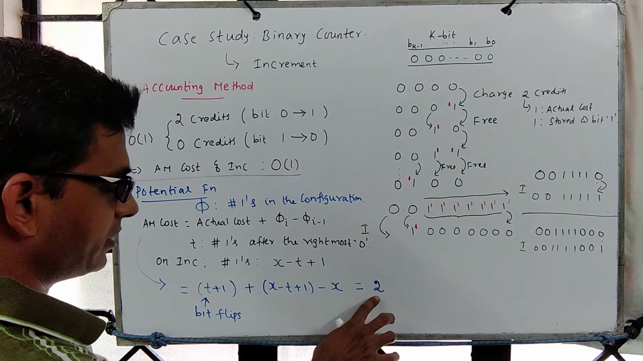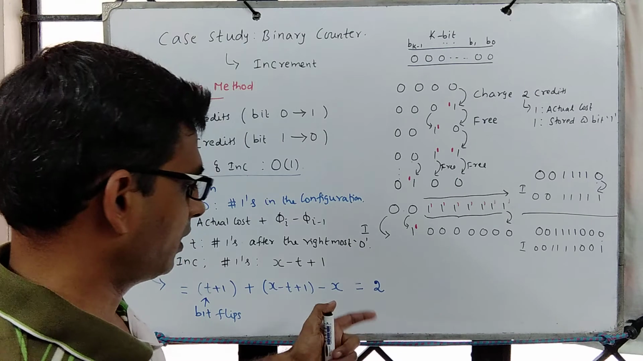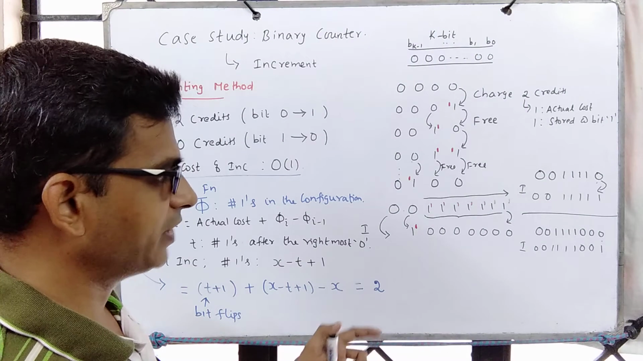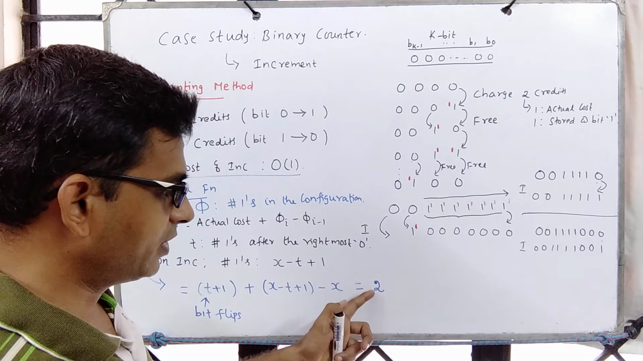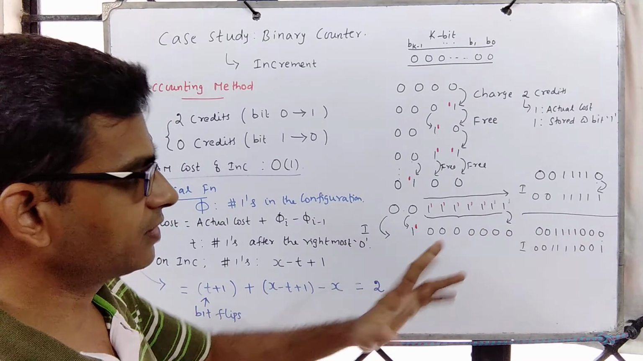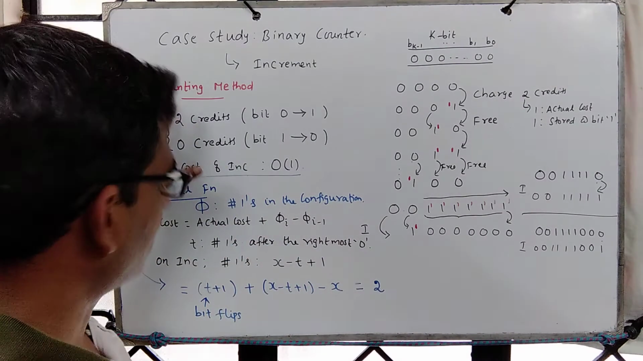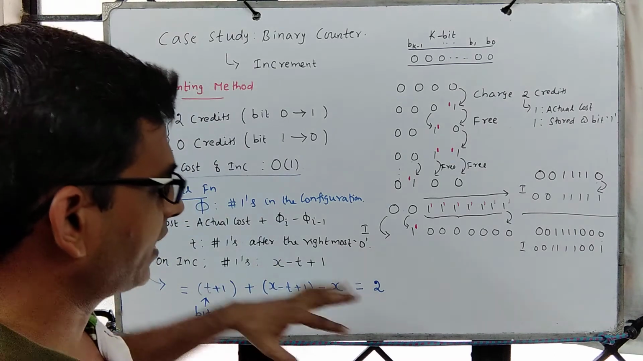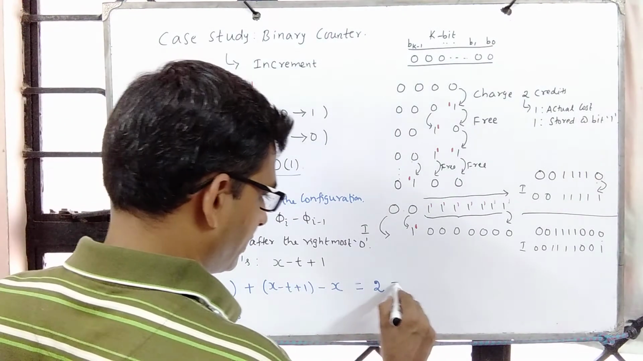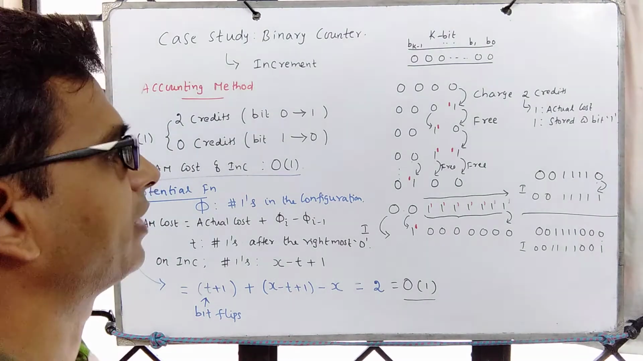And in some sense, between this and the accounting method, we see that there is a relation. Although the actual cost is 1 for flipping 0 to 1, the additional 1 that you get from the change in potential is stored with the data structure, which will be used later when we flip 1 to 0. That's precisely what accounting says. The same picture can also be extracted through the potential function. This is constant, which means the amortized cost of increment is order 1.